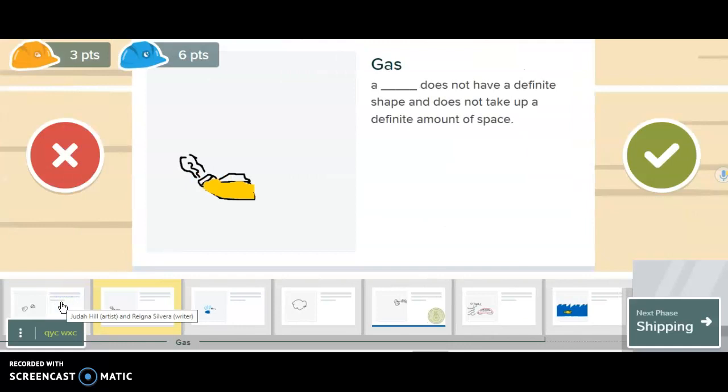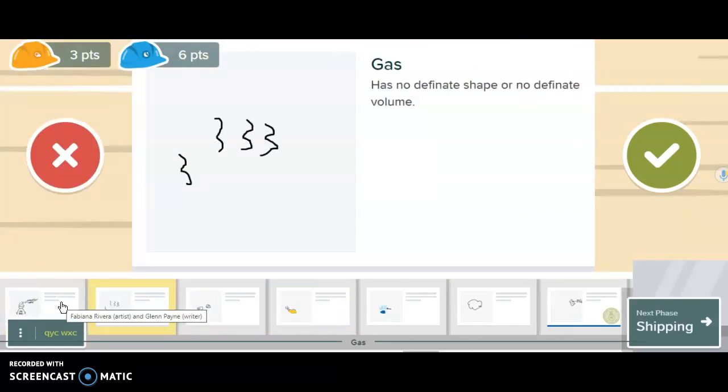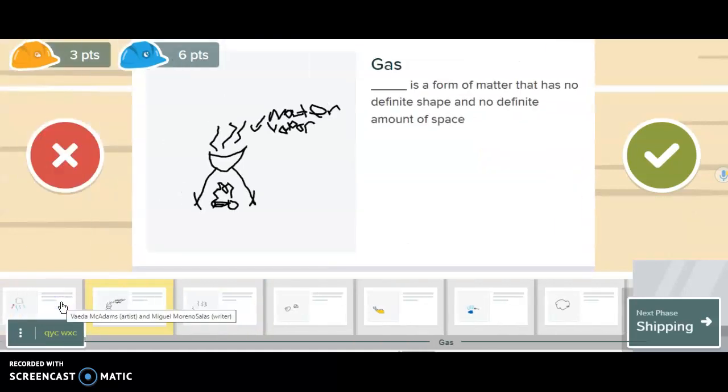A blank does not have a definite shape, does not take up a definite space, and it's got like a pot on a stove. Who did this one? Okay. That's correct. Does not take up, nope, you didn't get everything in there. Has no definite shape or no definite volume. Who did this? Okay. Not incorrect. Doesn't have everything in there, but a blank is a form of matter that has no definite shape, no definite amount of space. Who did this one? Pretty good.